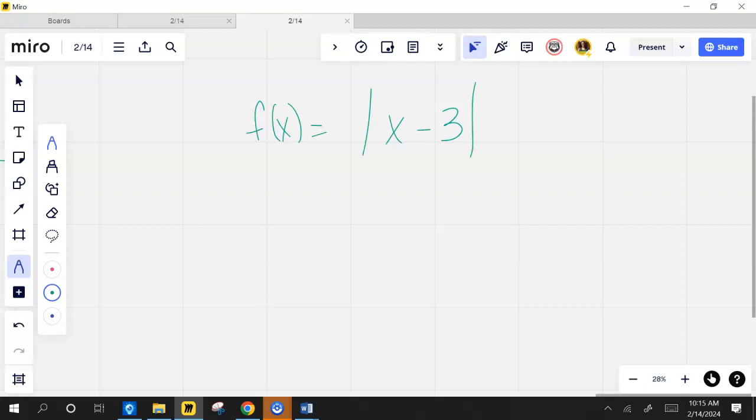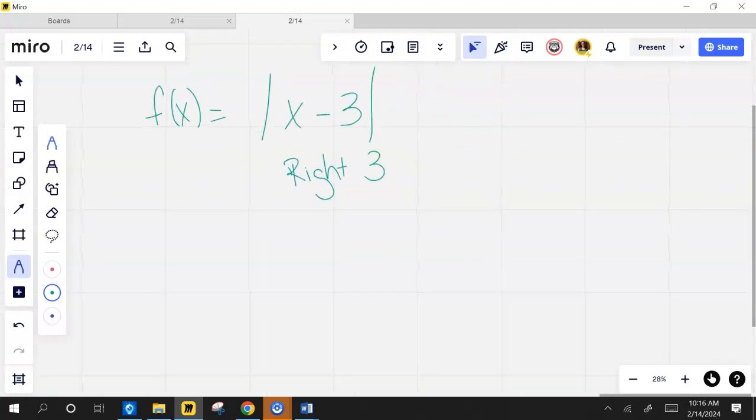What's the parent graph? Absolute value. What is being done to the parent graph here? I've moved it right 3. Okay. No, because this is going right 3.